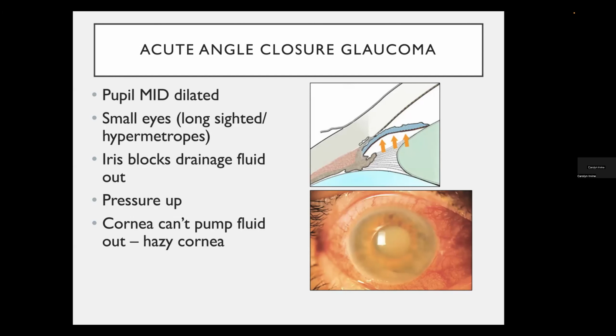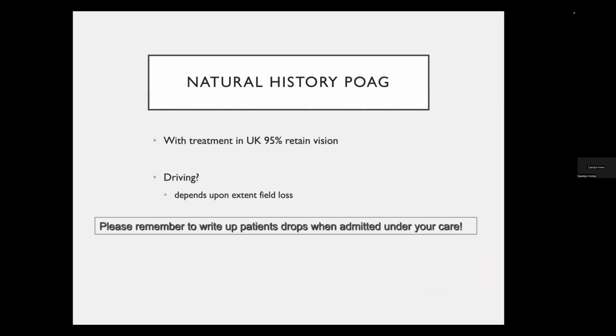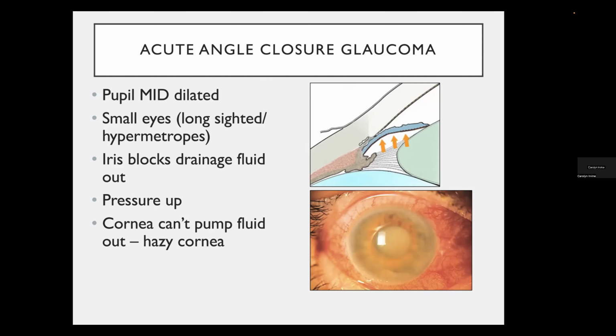And just to mention the angle closure, just to show that when that angle gets closed and that little channel gets blocked, the pressure goes up acutely. And what happens then is that the little cells on the underside of the cornea can't pump fluid anymore. So they stop working and the cornea goes hazy.